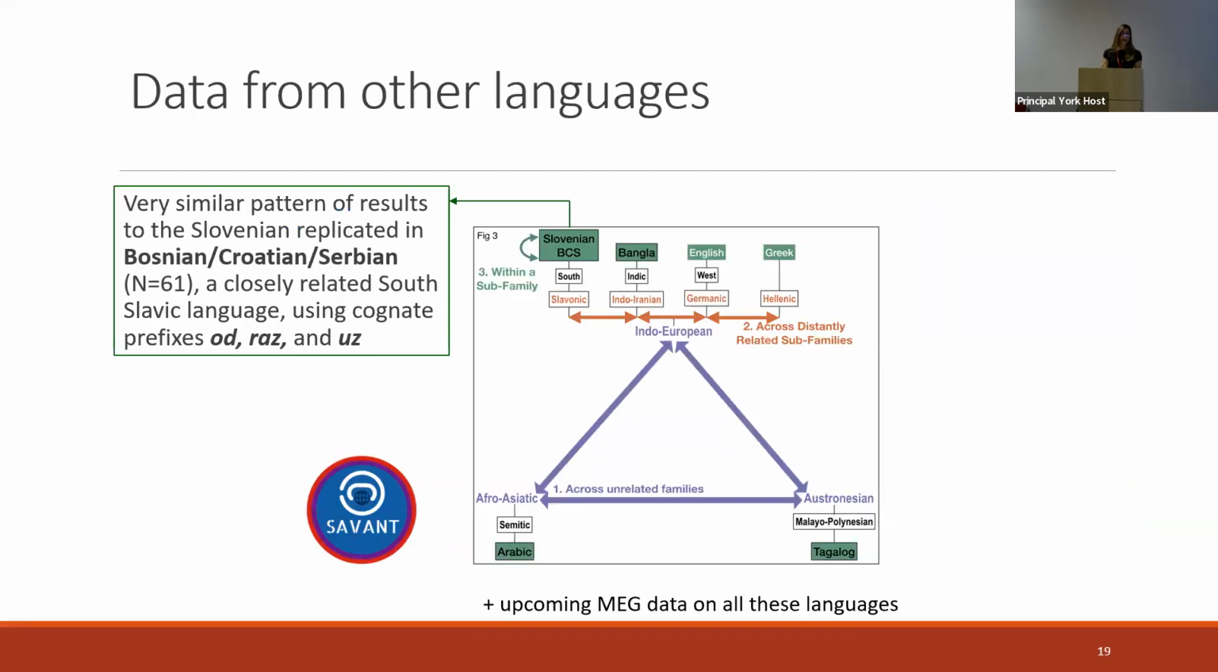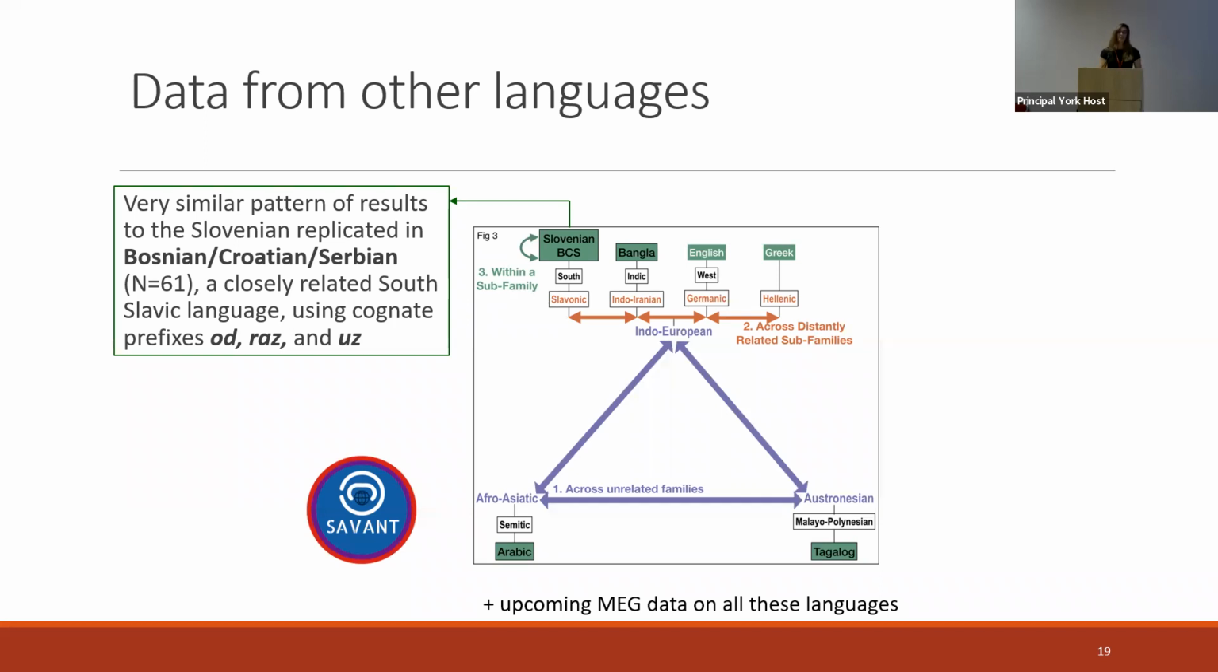I would also like to add that, as I said, in this project we are also investigating the within-subfamily contrasts, and the pattern of results we are obtaining for BCS, which is a very closely related South Slavic language, seems to be very, very similar. We developed an experiment with a very similar design using the cognate prefixes, and the results seem to be almost the same, speaking to the universality of this morphological rule or prefix processing in the South Slavic language family. We have also collected MEG data on both of these languages, which is yet to be analyzed.